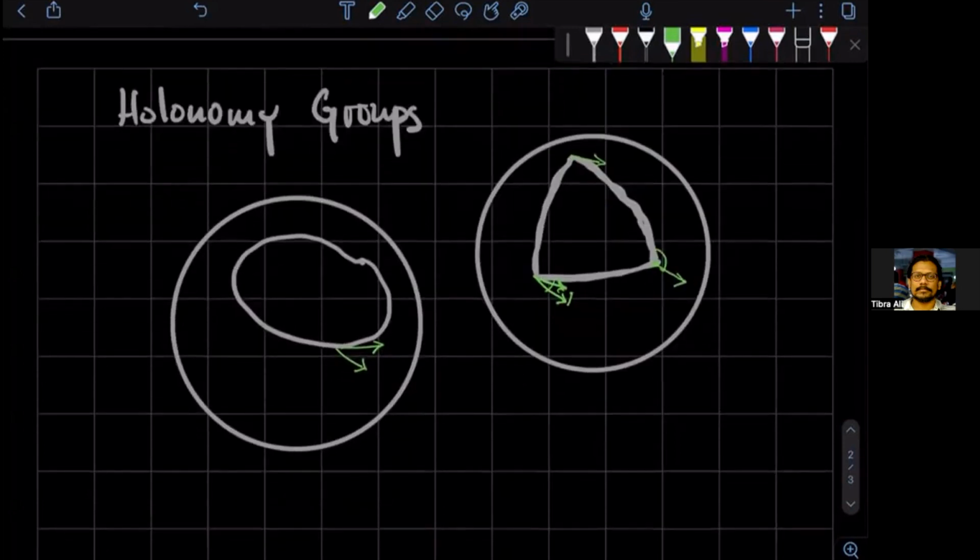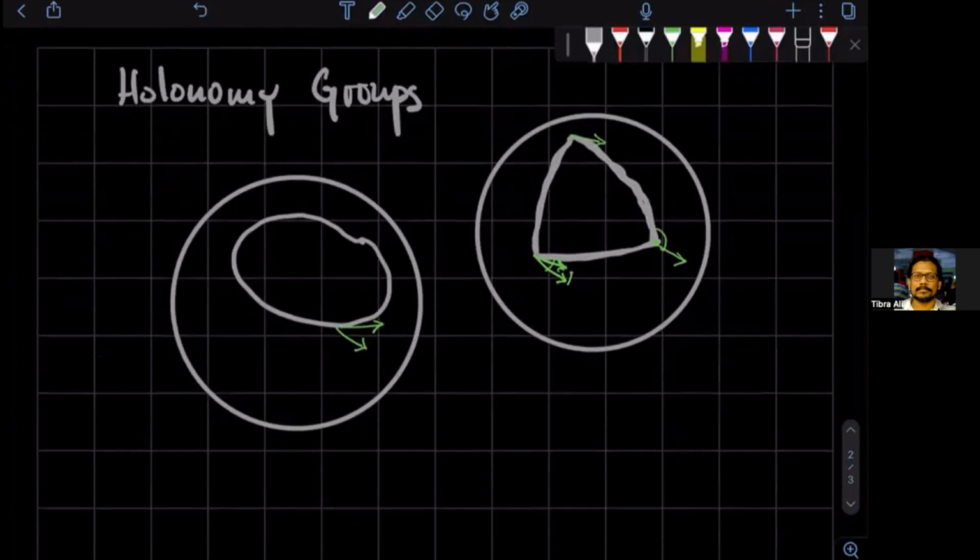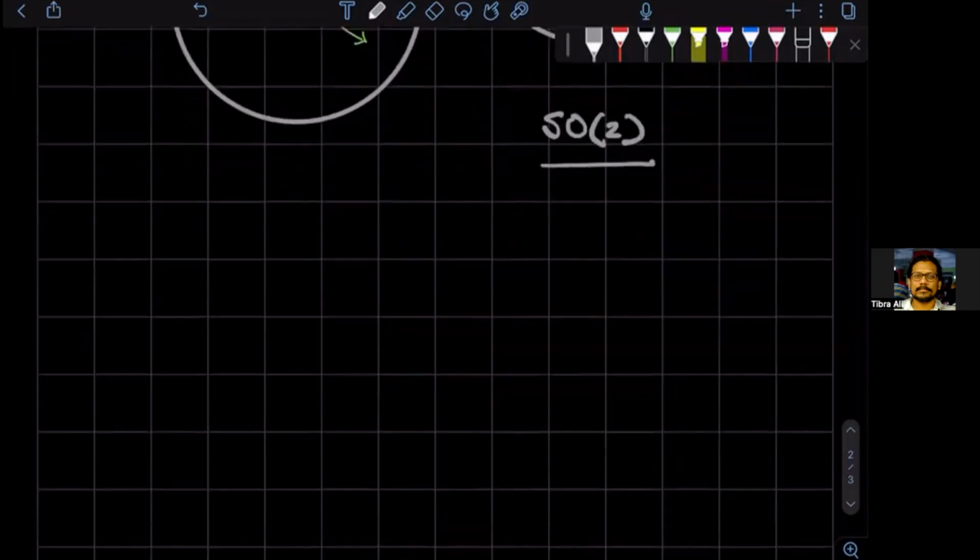Now, because it's a two-sphere, the vector can at most rotate by a two-dimensional rotation, and we'll see that group is called SO2. So what we can say is that the holonomic group of the sphere is SO2. So this is basically measuring all the possible curvatures that the sphere can have.